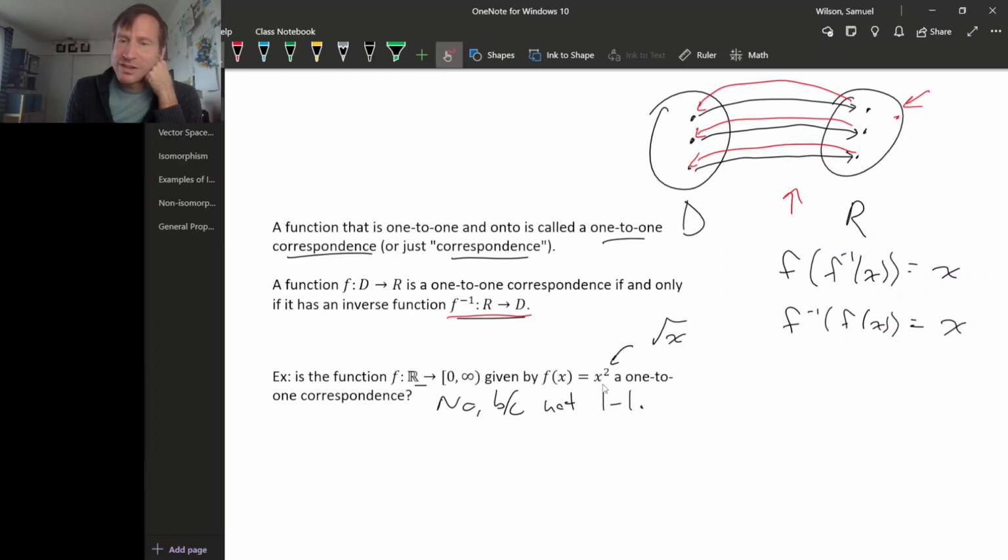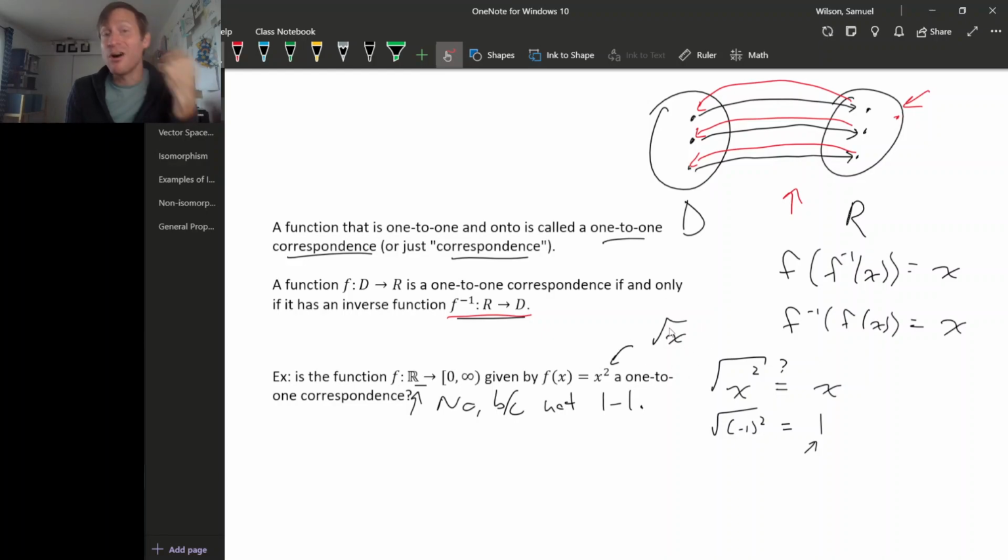But the square root doesn't always undo the square function, right? Because if you take the square function and put it inside the square root, do you always get back where you started? No, because if x is negative, you don't get back where you started. You get back to the absolute value of where you started, right? So this isn't one-to-one, and we see that reflected in the fact that it doesn't have an inverse. Now, it almost has an inverse.